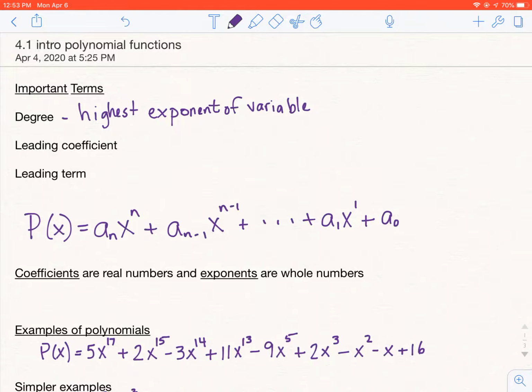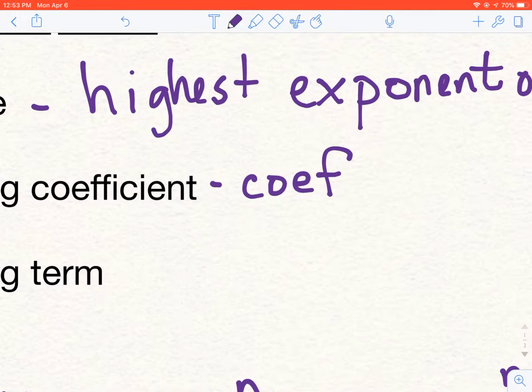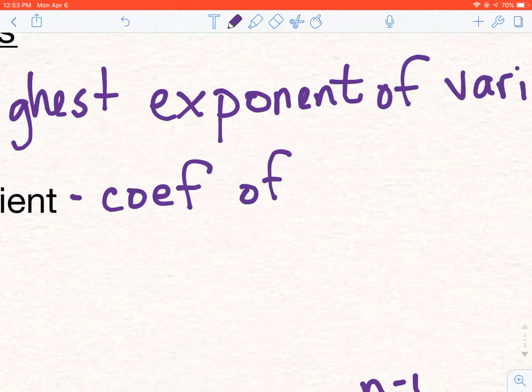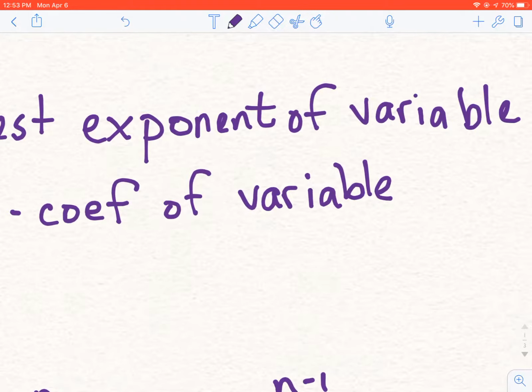The leading coefficient is the coefficient of that term that has the highest degree. Now, most of the time if we put them in standard form, it will be first, which is why it's called leading coefficient. But this is the coefficient of the variable with the highest exponent, the one that gets to decide the degree.